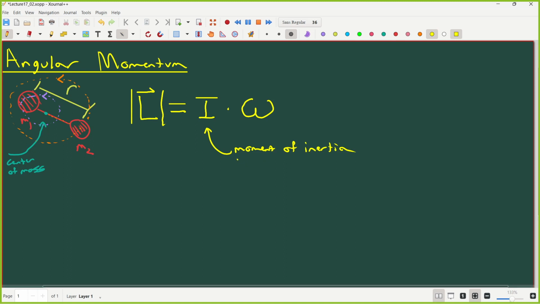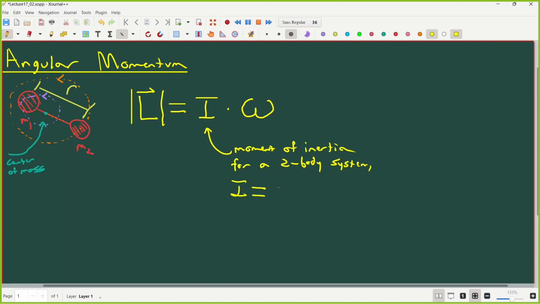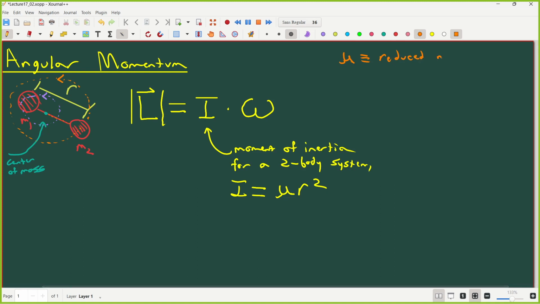And for a diatomic, for a two-body system like we have on the board here, I is equal to the reduced mass of the system, mu, times r squared. Let's just look at mu really quickly. Remember that mu is the reduced mass. Let's look at it very briefly for the proton and the electron system.